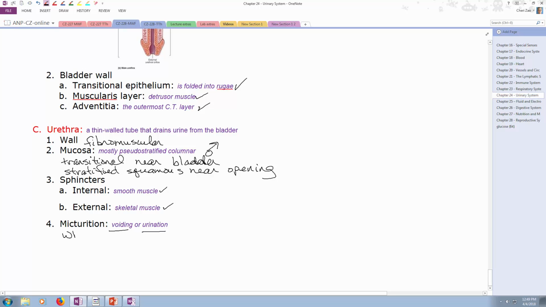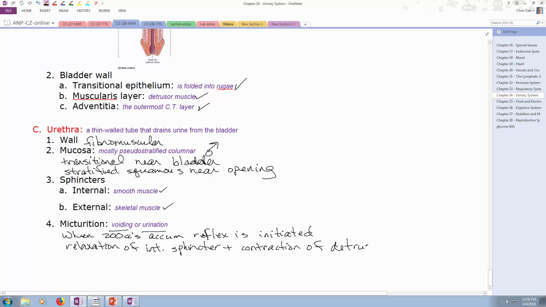So when 200 cc's accumulate, this reflex is initiated. And so this reflex will have relaxation of the internal sphincter plus contraction of the detrusor muscle. And remember, the detrusor muscle is the muscle of the bladder wall. So our bladder's gotten swollen up like a little balloon, and now the detrusor muscle will contract and the internal sphincter will relax. In order to void, you must voluntarily relax the external sphincter.